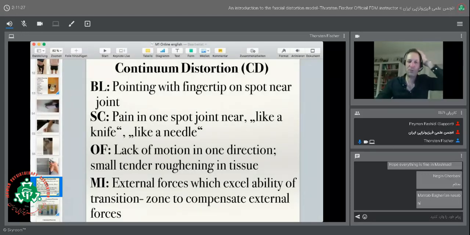And from the objective finding, you will find a spot where it's very, very painful to touch, and it's directly on the bone. And mostly in the mechanism of injury, we have external forces which exceed the ability of the transition zone to compensate external forces. So this is a very complicated sentence. I have to explain this.